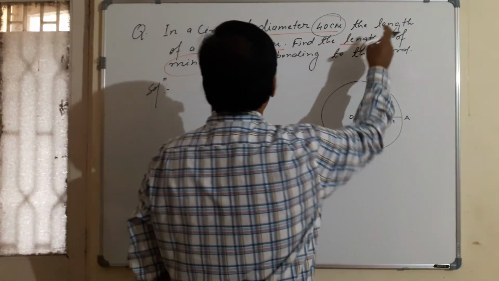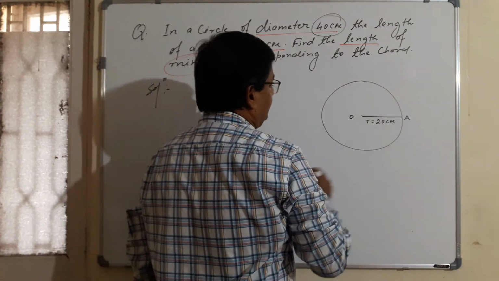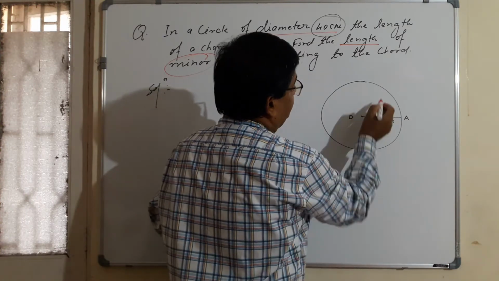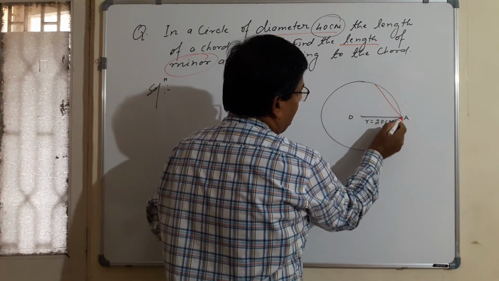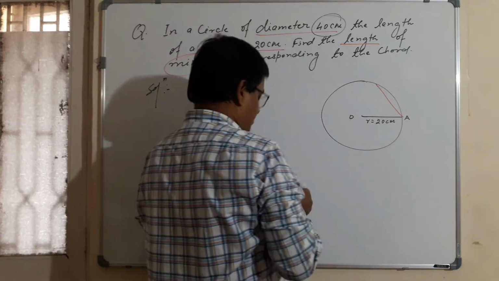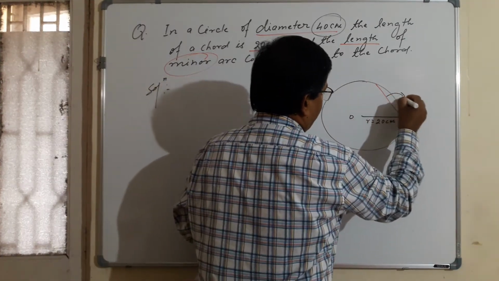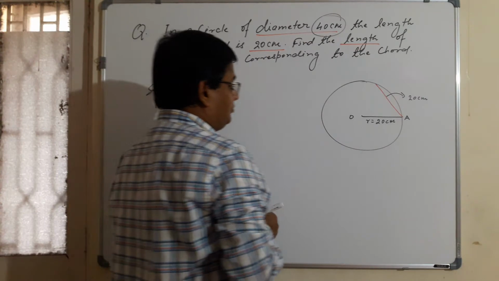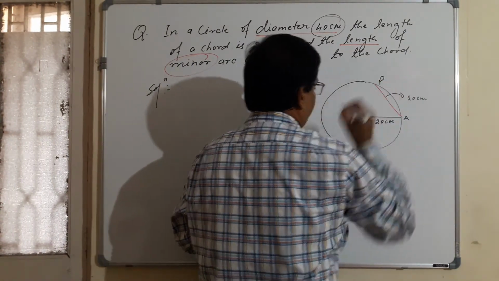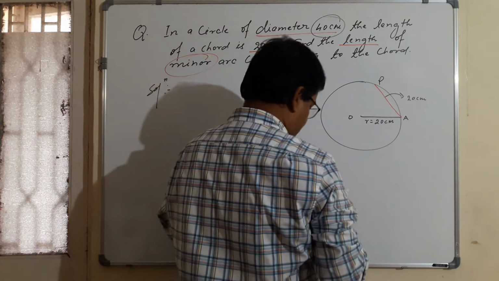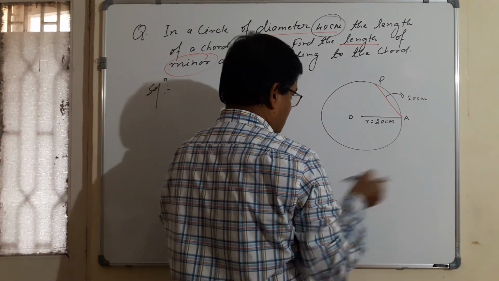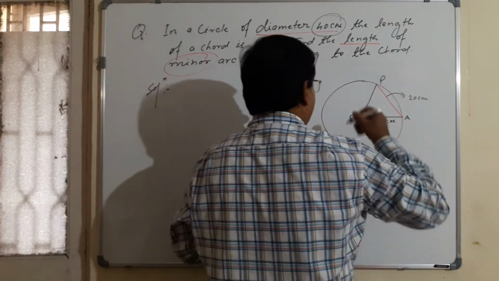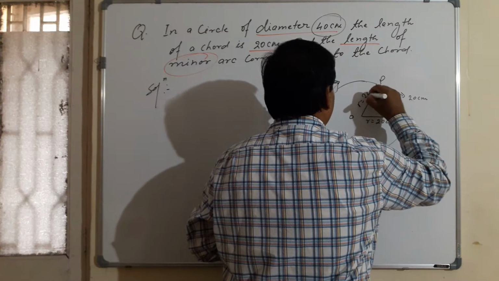And here the length of a chord is 20 centimeter. So this is the length of a chord, 20 centimeter. Suppose this is a point P. Now join here OP. So this one is also 20 centimeter, R is equal to 20 centimeter.